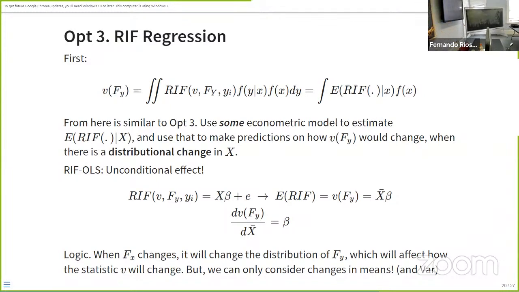So what's the logic of all of this? The logic is as follows. When there is a change in f of x, so there is a change in characteristics, it will change the distribution of f of y. That change in the distribution of f of y will have a change on the overall distribution. Now, the only thing that we can use to simulate this original change are changes in means, because those changes in means are what is going to make the change on the rates.